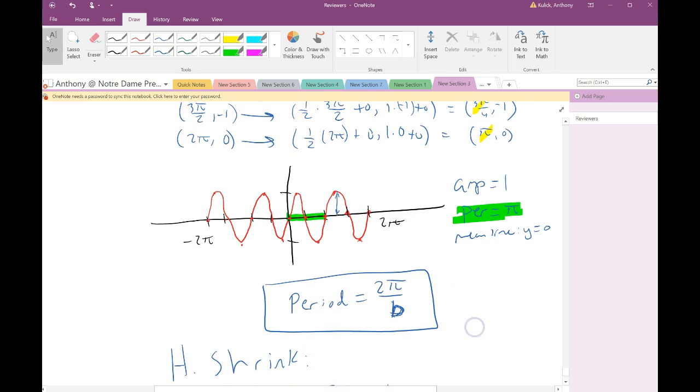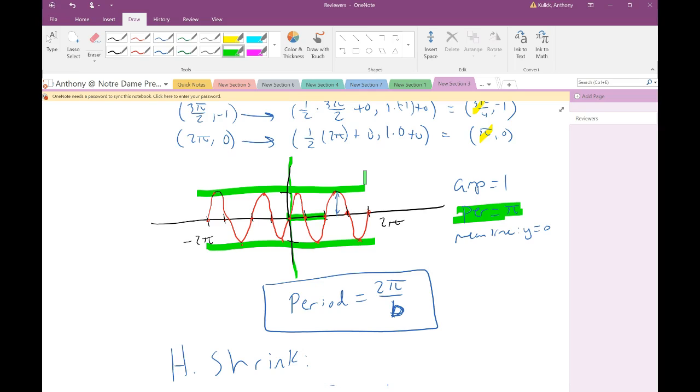So the vertical stretch is going to be in the y direction, this way. So you notice that still the maximum y values are 1 and -1. So there hasn't been any vertical stretching going on there, right? Does that make sense there?